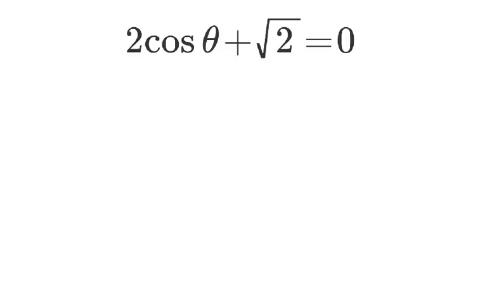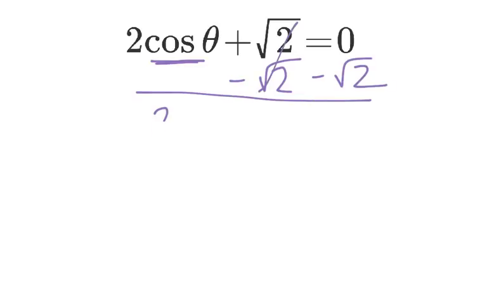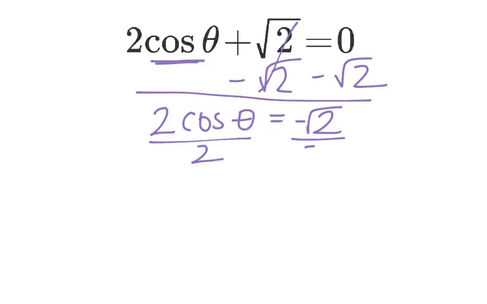So this is an example of what we call a linear trig equation, because there's just one trig function and it's not squared or anything like that. So all we're going to do is try to isolate cos theta. We're going to solve it like we would a normal equation. We'll subtract over the radical 2. That leaves me with 2 cos theta equals negative rad 2, and then I would divide by 2. So now I have that cos theta is negative rad 2 over 2.